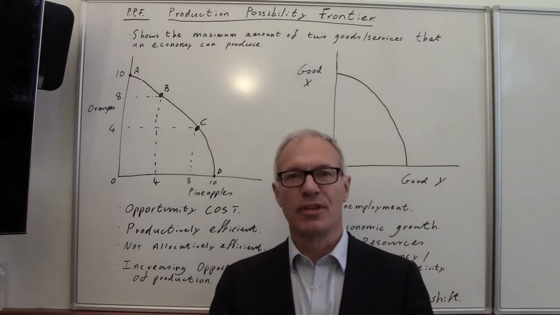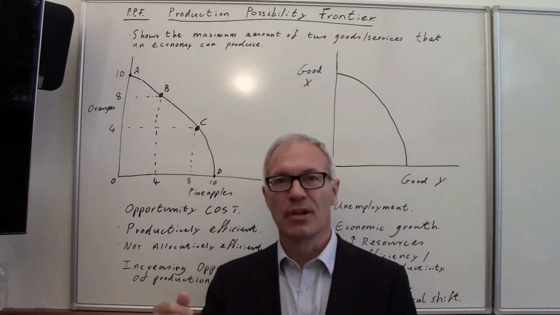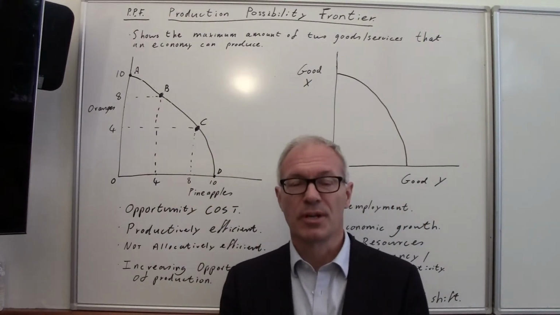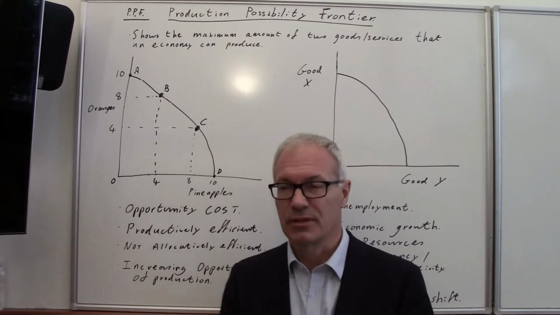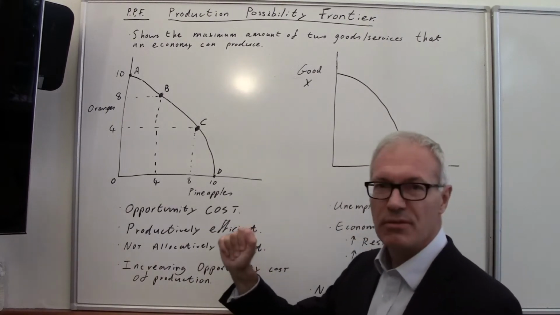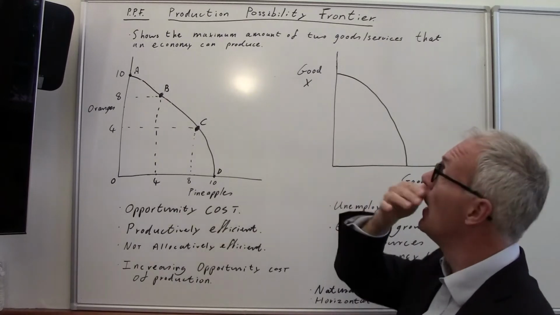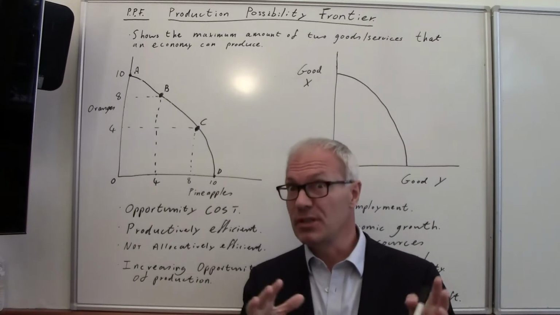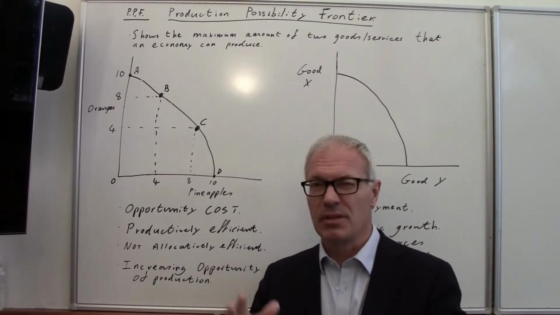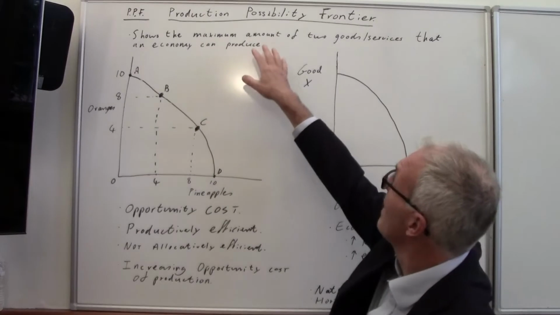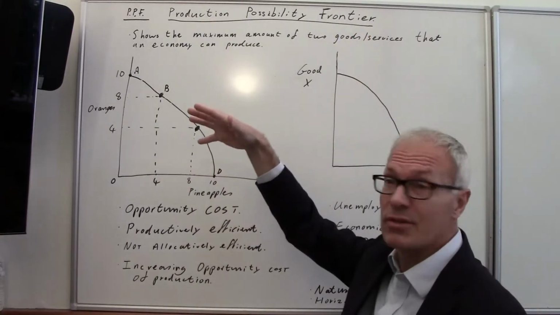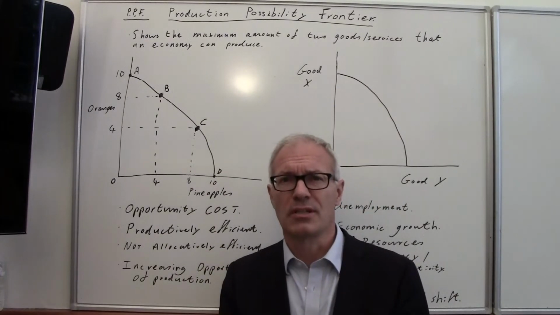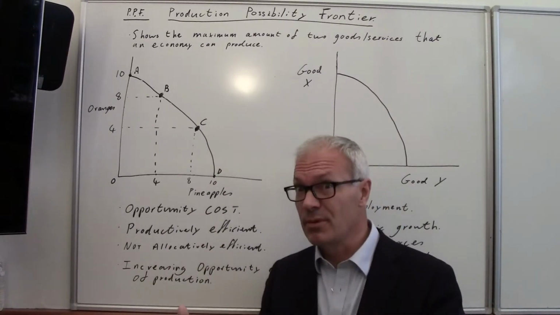So, welcome to this video that explains the production possibility frontier, a key basic concept in micro and macroeconomics. We're going to start off looking at the micro side, then we'll look at the macro side. And basically the PPF, often also known as the production possibility curve or the production possibility boundary, shows the maximum amount of two goods or services that can be produced in an economy at any one point in time. So it is rather simple, yeah?